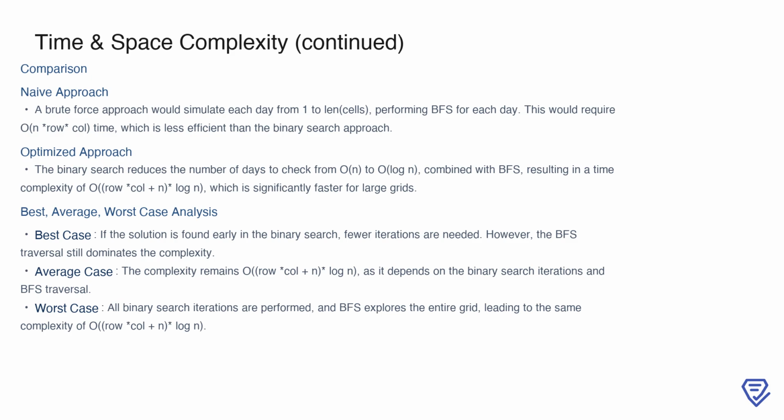Considering the best, average, and worst cases, the best case arises when the binary search quickly finds the solution, reducing the number of iterations. However, the BFS traversal still dominates the complexity. In the average and worst cases, the complexity remains the same, O((row * col + n) * log n), as the number of binary search iterations and BFS traversal steps are the primary factors.